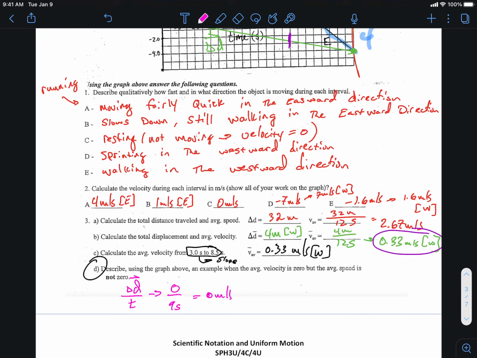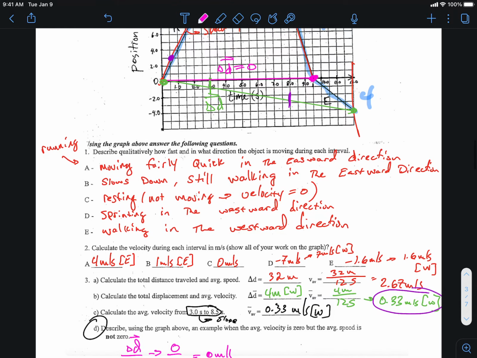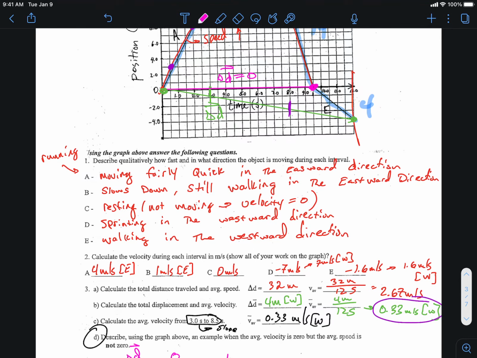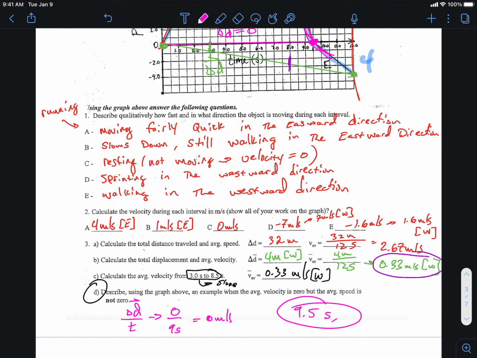Okay? But if I look at that very same point, the speed at that point is not 0, right? You can tell that the object is moving through there, right? And so it's at the point 9.5 seconds that the speed and displacement create this unique situation where the velocity is 0, but its speed is not. Is everybody okay with that?